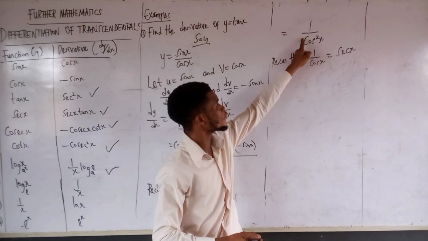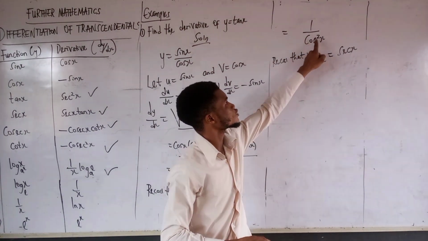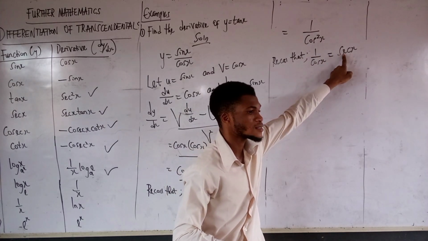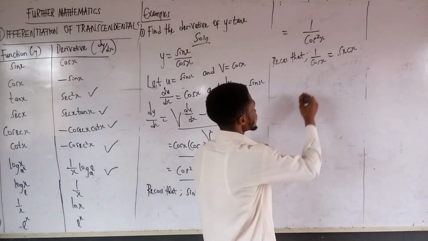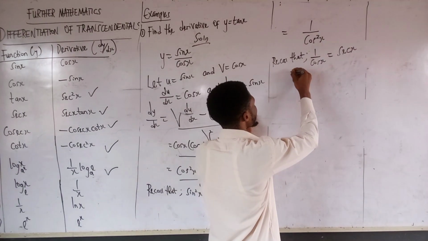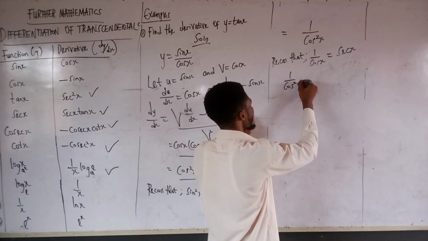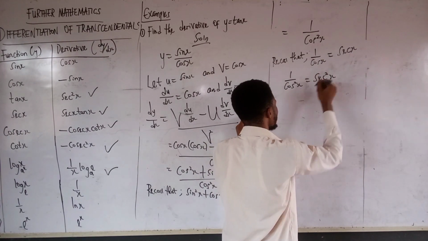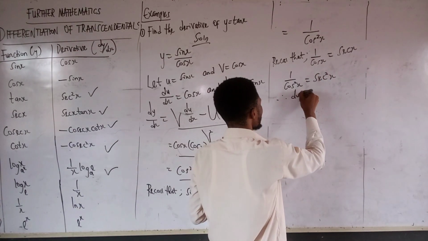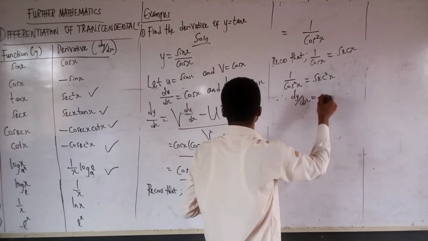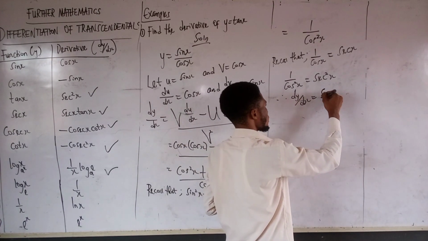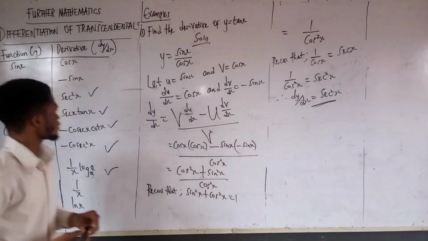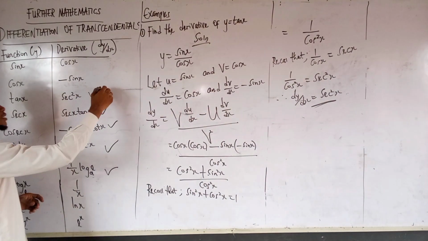So 1 over cos square x. Since 1 over cos x is sec x, the square of it will give me sec square x. So definitely 1 over cos square x is equal to sec square x. Definitely dy/dx is equal to sec square x. And that is good. So that has satisfied this question.